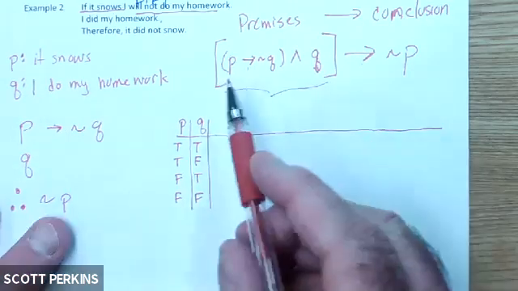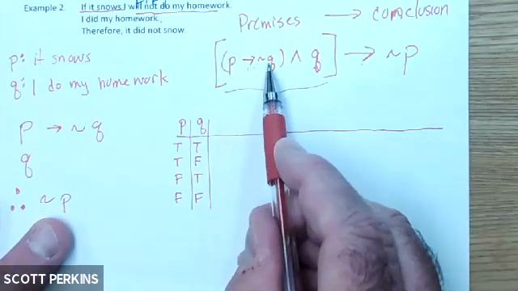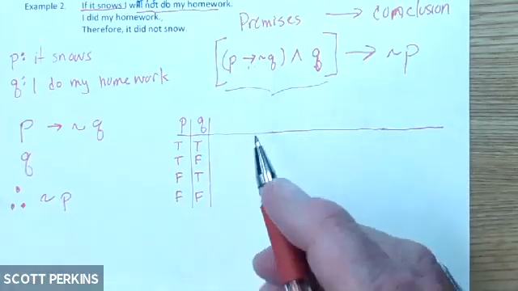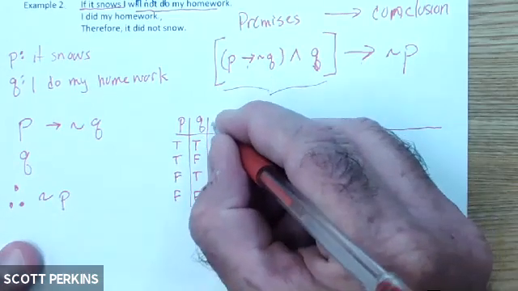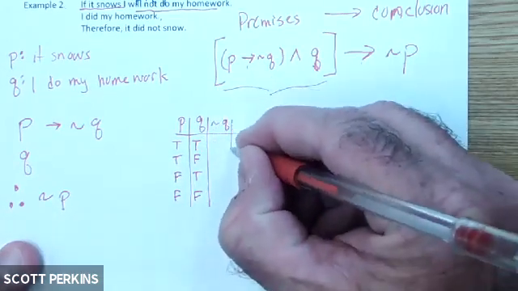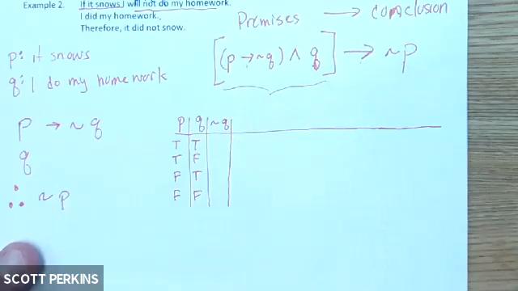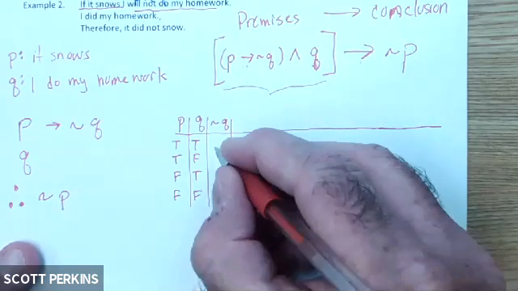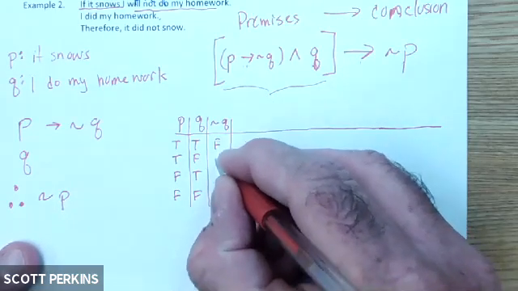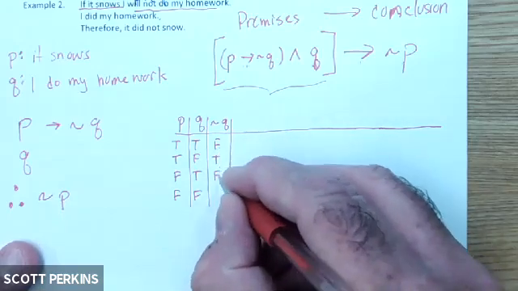So I have this statement here, if P, then squiggly Q. So first thing I'm going to do is I'm going to get a squiggly Q column so that I can figure out what that statement is. So squiggly Q just changes the truth value of the Q column. So it becomes false, true, false, true.